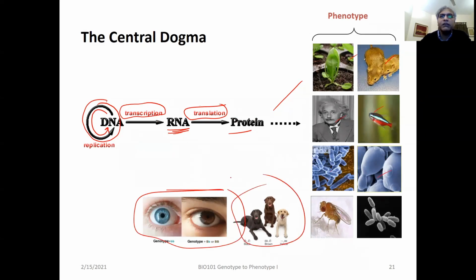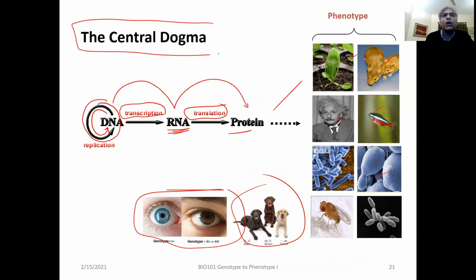That we'll talk about when we learn genetics. However, it is very important that we learn this flow of information from DNA to RNA to protein, transcription and translation. We call this the central dogma of molecular biology.